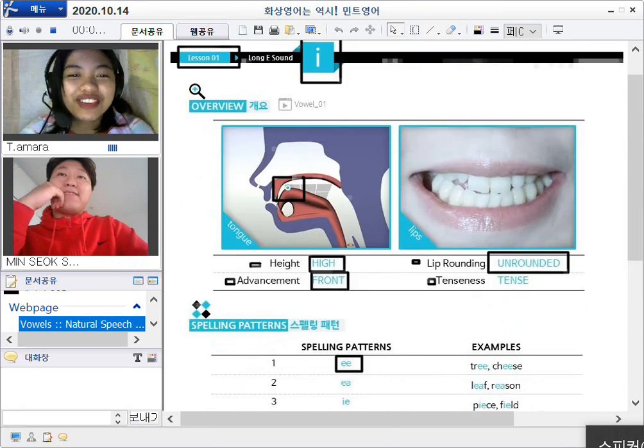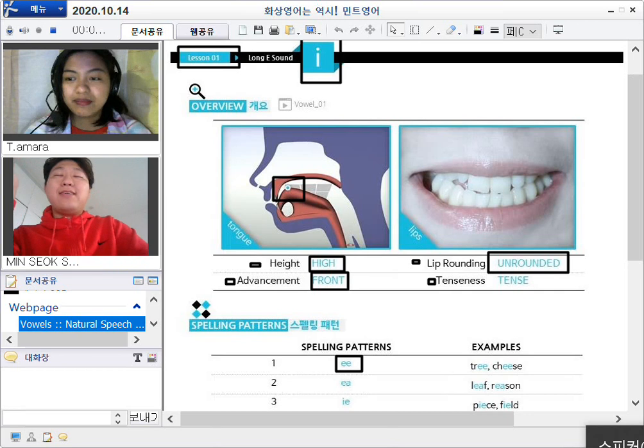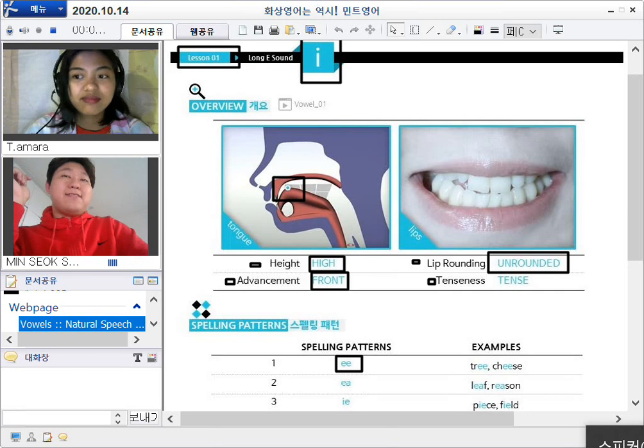By the way, I forgot to do this, but let's try to produce the vowel sound first, three times. E, E, E. Could you do it one more time, please? E, E, E. Oh, you almost sound like E. So E, E, E.